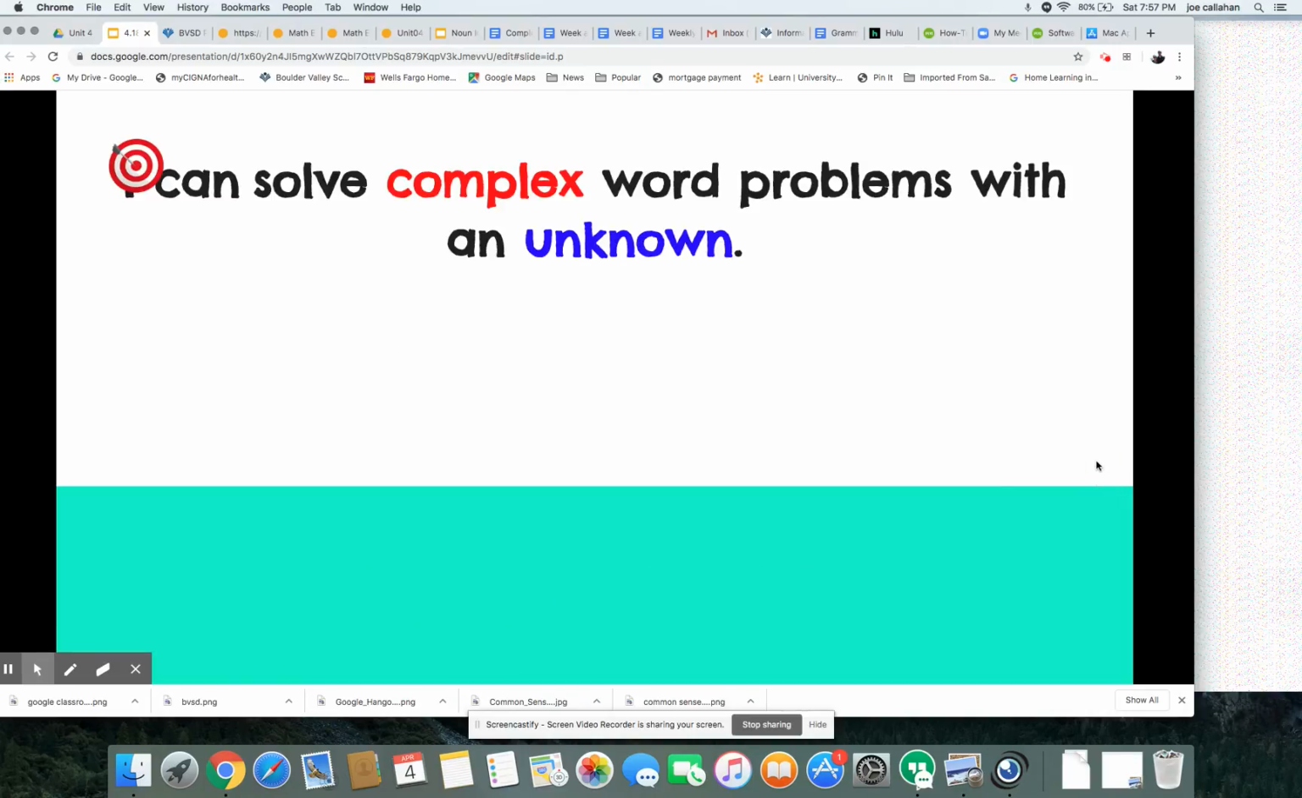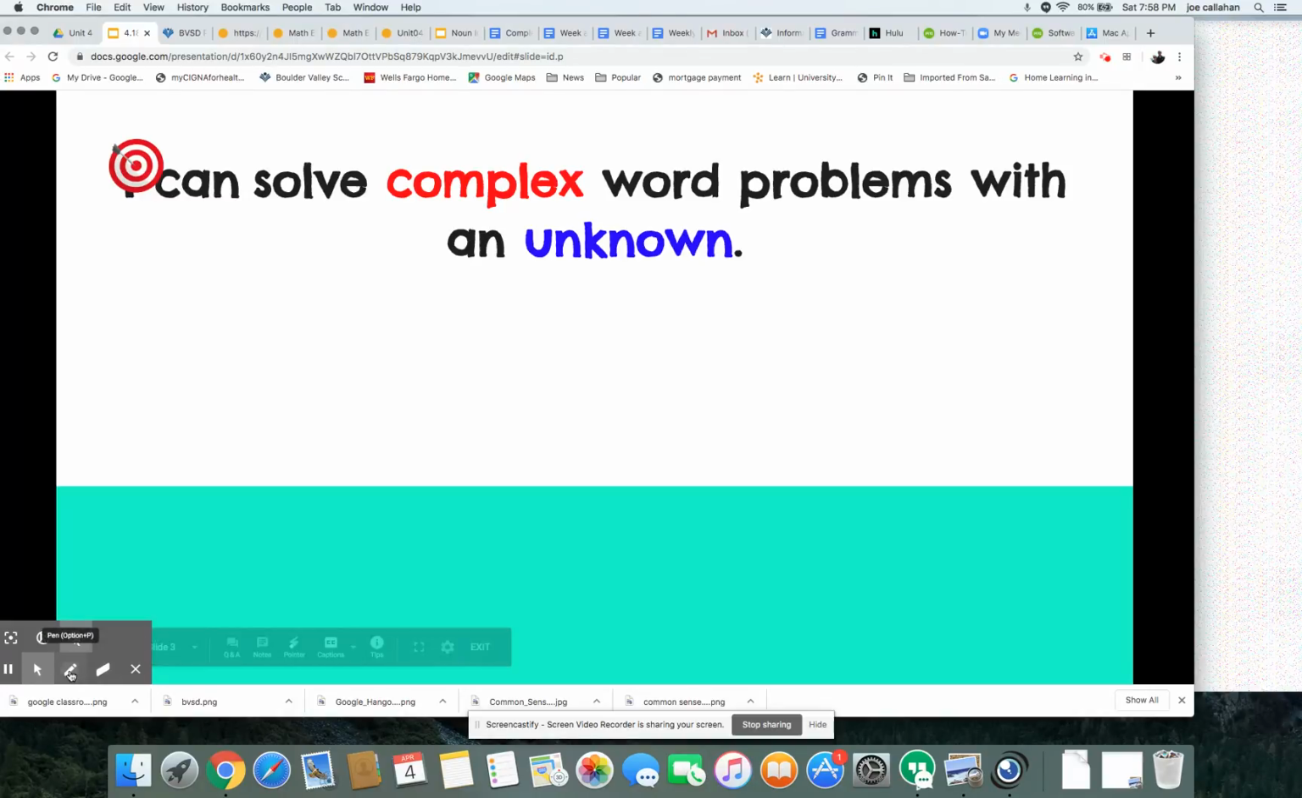Today, we are going to look at this target. Oops, it moved a little bit. Let's read it together. 1, 2, 3. I can solve complex word problems with an unknown. This sounds awfully familiar and similar to the work that you probably did yesterday.